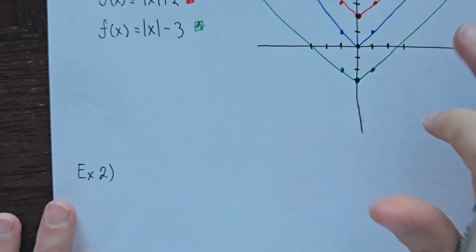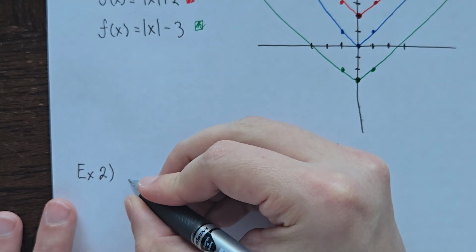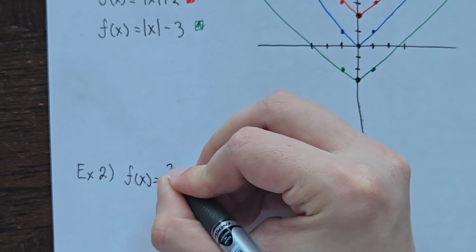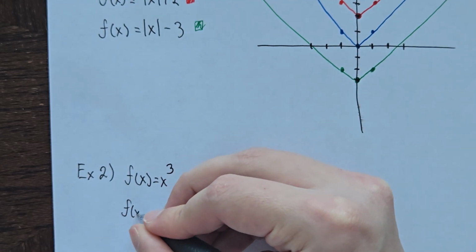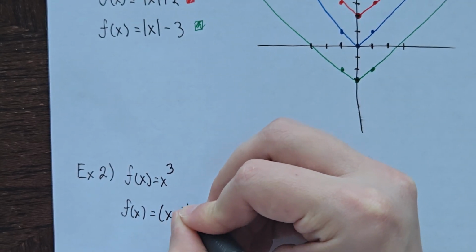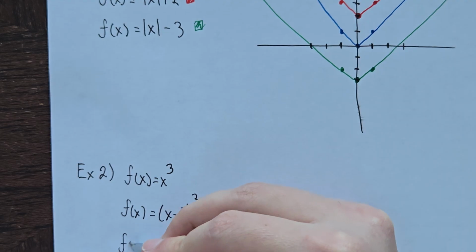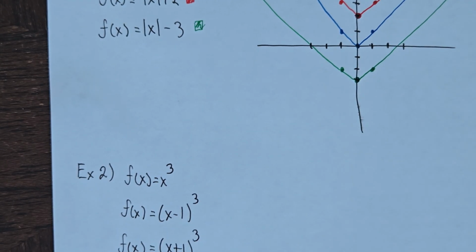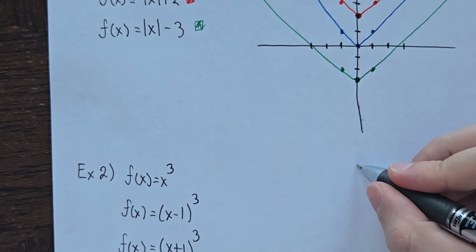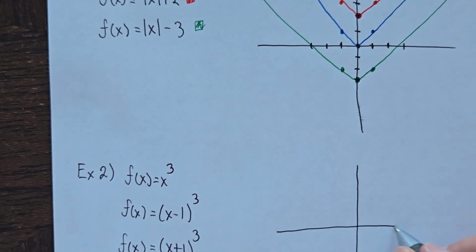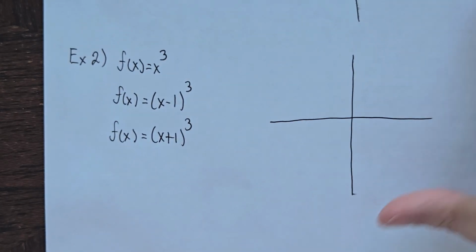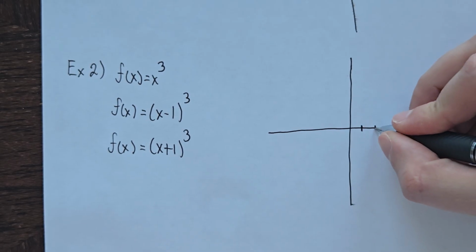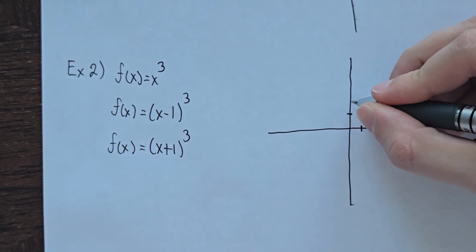Let's look at what happens whenever we instead throw values inside the function. So we're going to look at f of x is equal to x cubed, f of x is equal to x minus 1 cubed, and then f of x is equal to x plus 1 cubed. And again, we'll do the same thing. We'll have a different color for each one of these. Okay. So first thing is we'll just look at x cubed, and again, maybe I'll move out some of these tick marks in each direction right here.